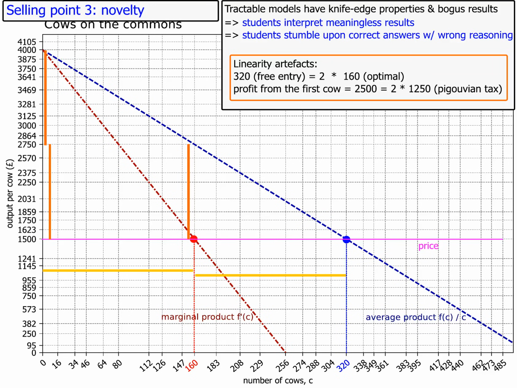These artifacts can lead to students interpreting bogus results. It can also lead to students having correct answers derived from incorrect reasoning. By contrast, in the nonlinear graph-first rewrite, correct answers cannot happen by accident and require correct reasoning.